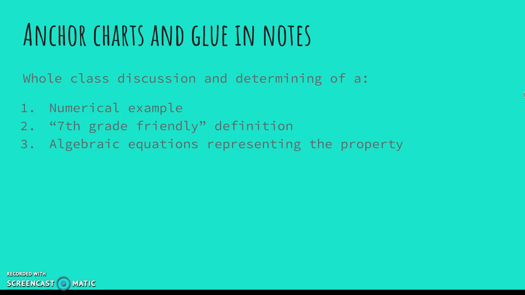So by modeling it up on the board what they should also be doing in their notebooks, and then also having that somewhere for them to glance at if need be for the review, is something that I find really helpful with them. We went through and determined, based on those 4 properties, a numerical example, a 7th grade friendly definition, and the algebraic equations representing that property.